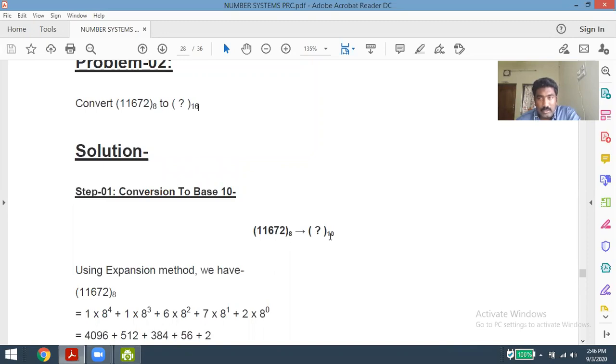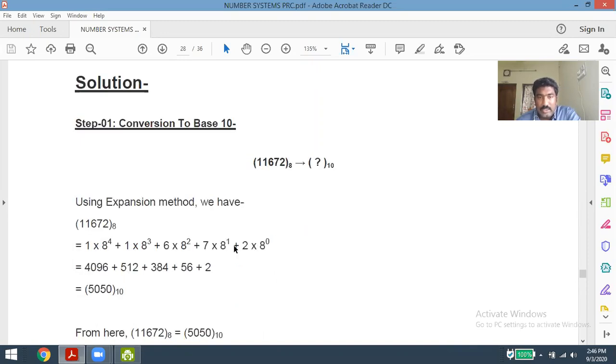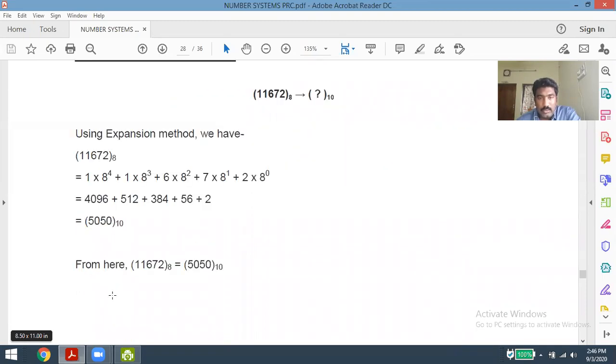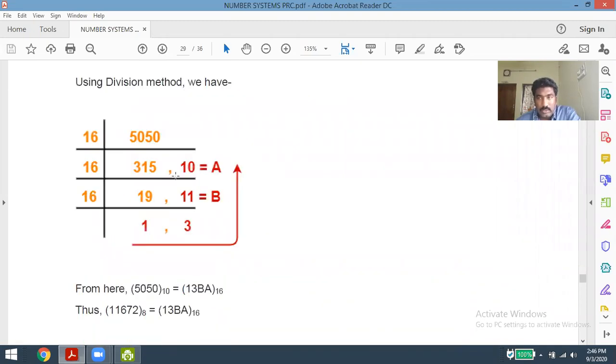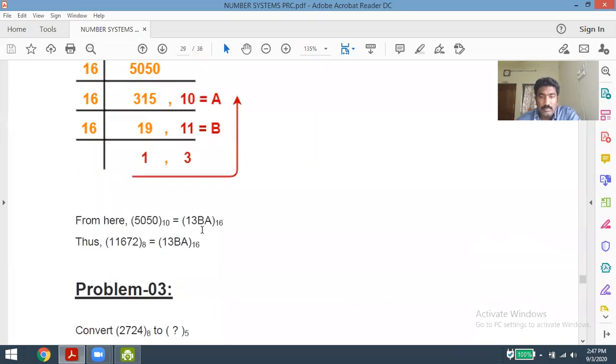11672 base 8 into base 10 with the help of the expansion method. I will get the output here, and then do the division method. In the division method, check for the remainders. If the remainders have any values greater than 9, that is 10, 11, 12, convert them into the respective formats A, B, C, D, E, F, and I will get the result like this.